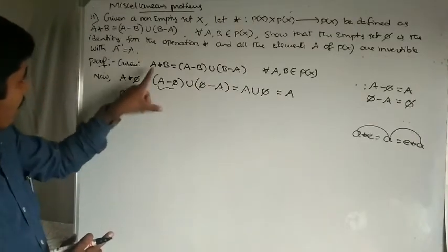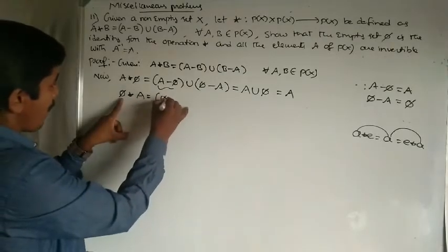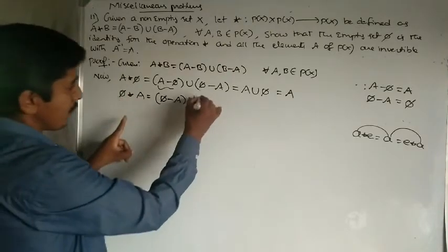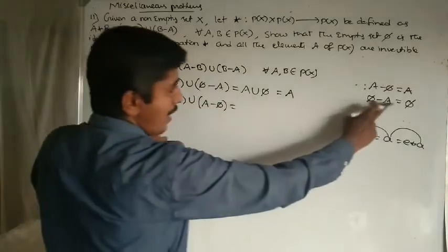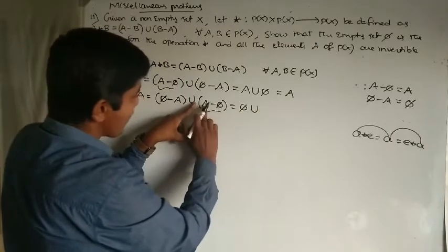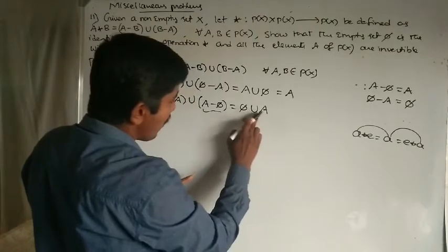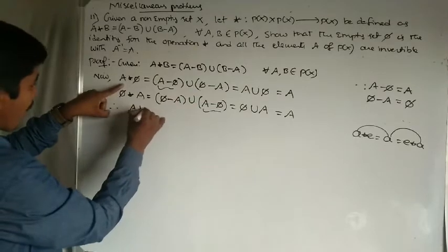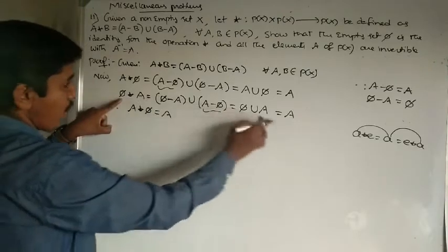Similarly, pi star A: A star B means A minus B union B minus A, so pi minus A union A minus pi. Null set minus A equal to null set, union A minus null set is A. Null set union set A equal to A. Correct. So therefore A star null set is equal to A, and pi star A equal to A.